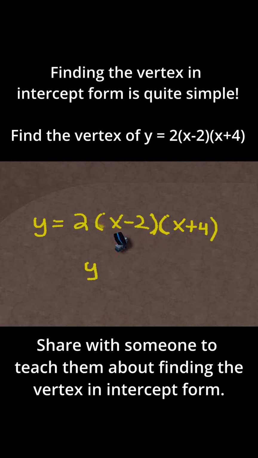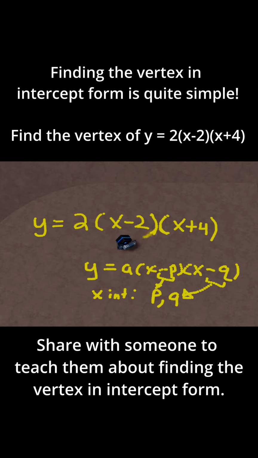Intercept form is a quadratic in the form of y equals a times (x minus p) times (x minus q). And what's so special about this form? What you know is that the x-intercepts are at p and q. Let me just write that, x-intercepts. So basically, you flip the number inside the parentheses to get the x-intercepts.